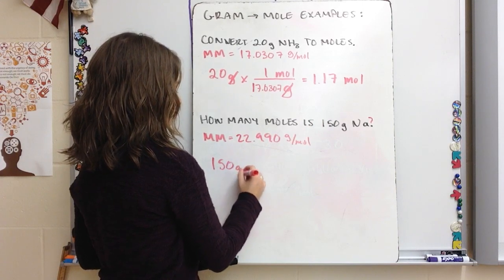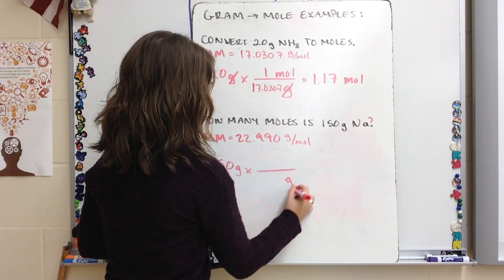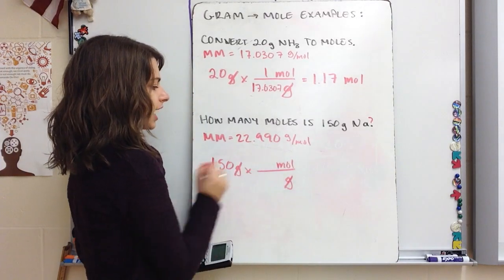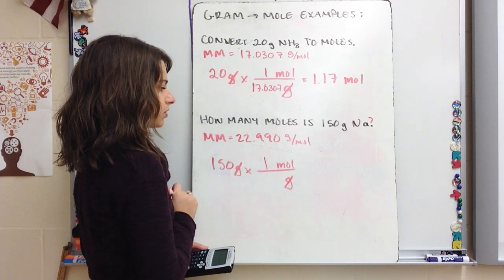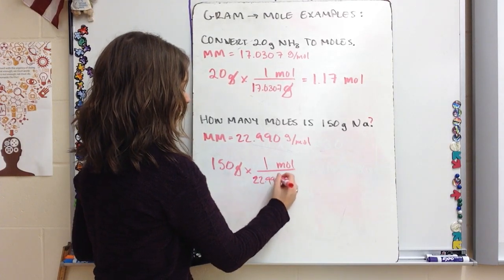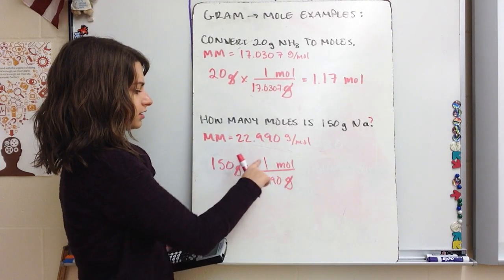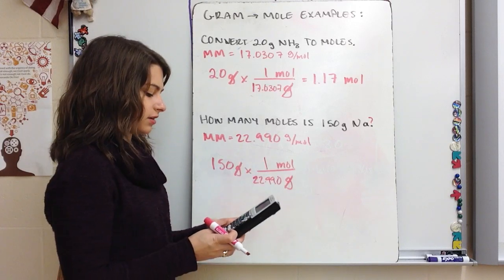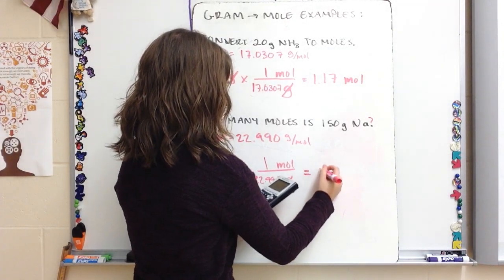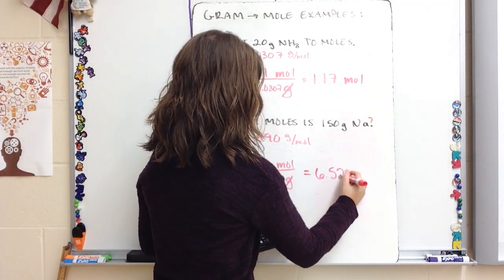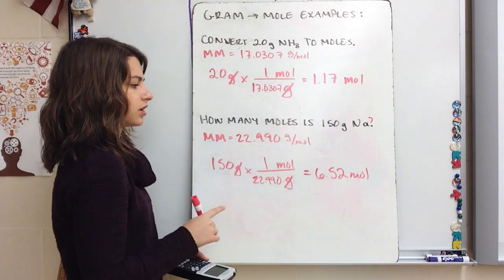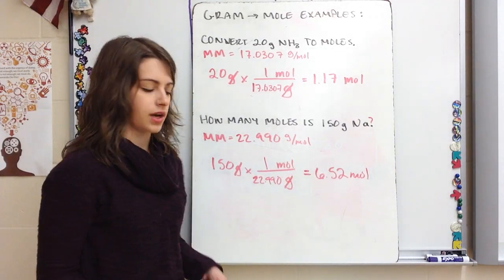So when I set up my problem, I'm going to start with my given, 150 grams. I set up my conversion factor, grams on the bottom, moles on the top, that way my grams will cancel. I know that a 1 always goes with my moles units. My molar mass always goes with my grams, so I'm going to put 22.990 on the bottom. So I'm going to do 150 times 1 divided by 22.990, and that gets me 6.52 moles if I round to 2 decimal places. So 150 grams of sodium is the same as 6.52 moles of sodium.